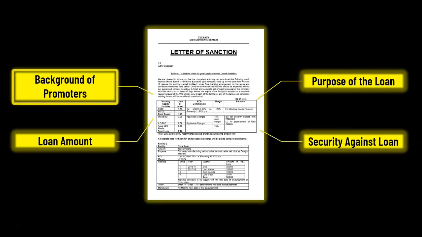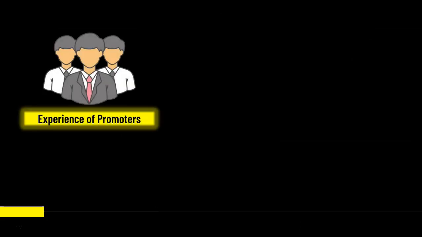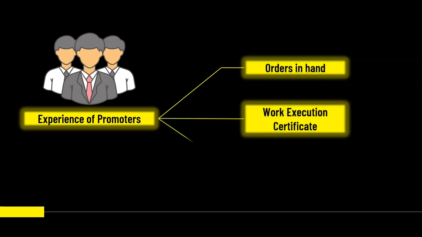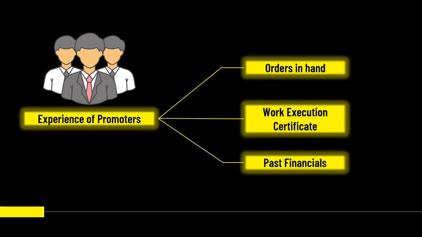Background of the promoters. The promoters, partners, directors of a business are generally taken as guarantors. If you find that the business owner is an experienced one, then you should ask for supporting documents, for example, orders in hand, work execution certificate, past financials, income tax returns for last 3 years, etc.